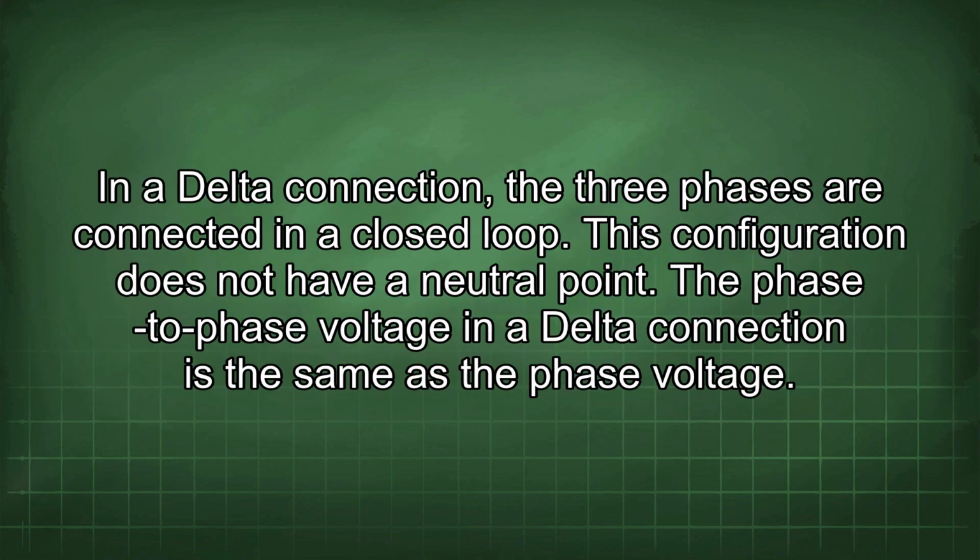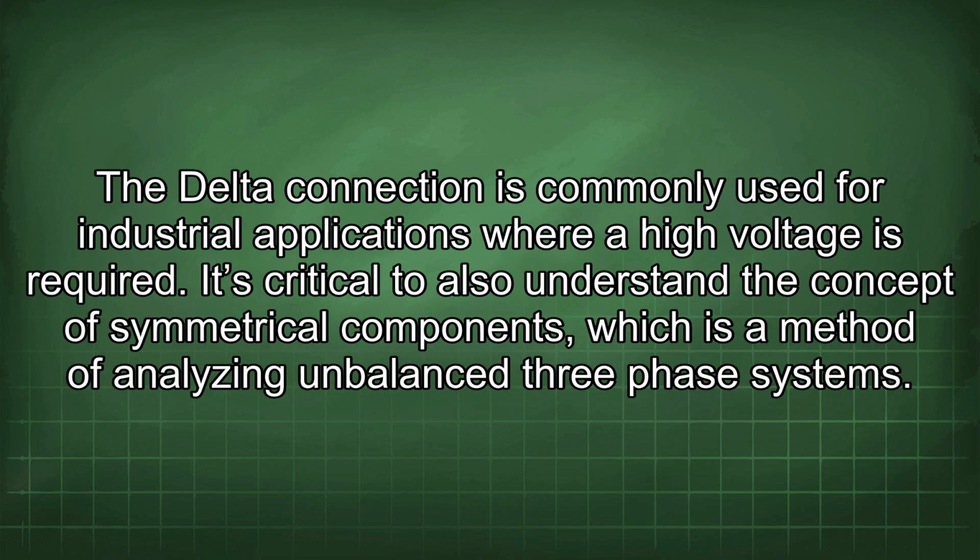In a delta connection, the three phases are connected in a closed loop. This configuration does not have a neutral point. The phase-to-phase voltage in a delta connection is the same as the phase voltage. The delta connection is commonly used for industrial applications where a high voltage is required.